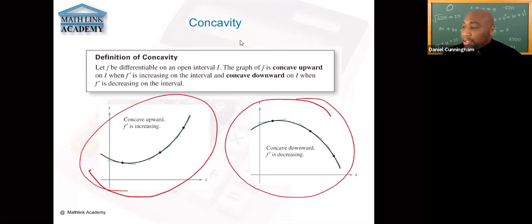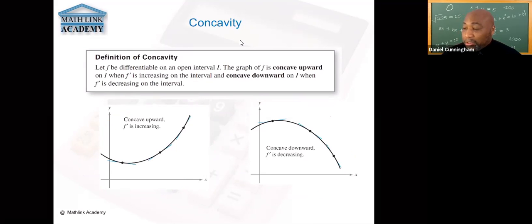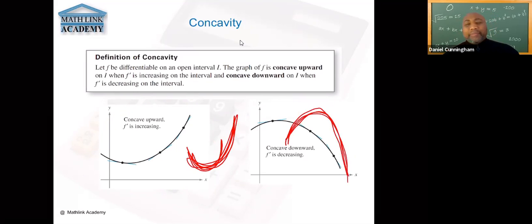So in other words, we're basically saying we want to find when the function is going upward as concavity and going downward. It's going to look like this, concavity.